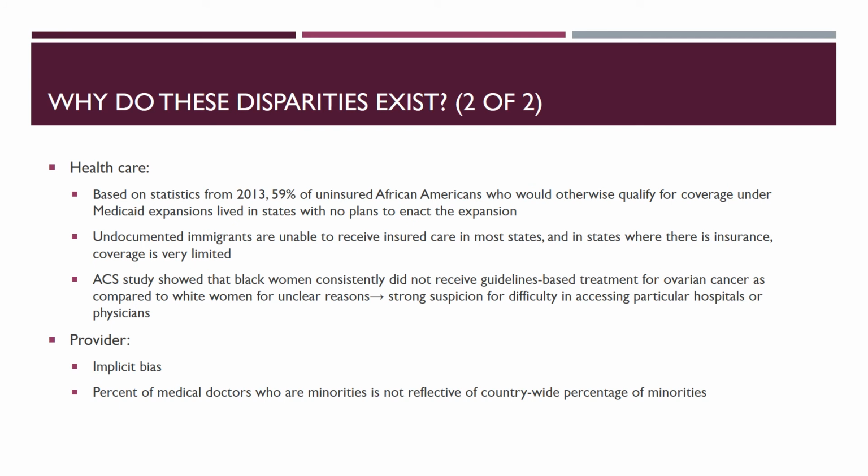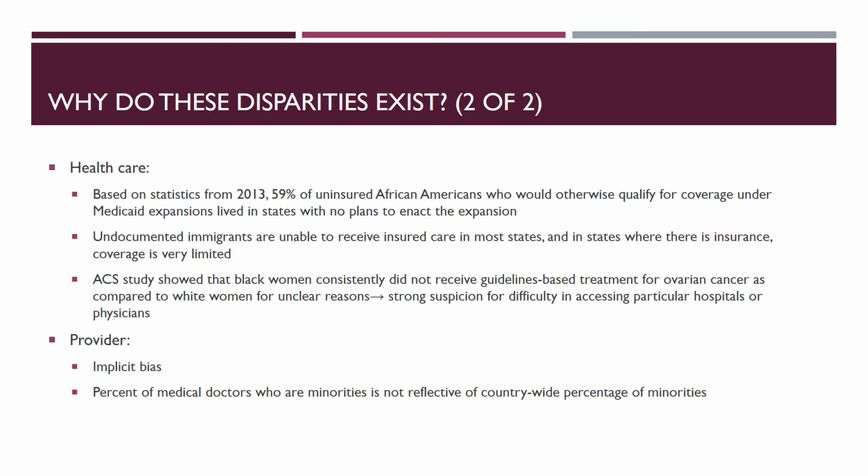Healthcare. Based on statistics from 2013, almost 60% of uninsured African Americans who would otherwise qualify for Medicaid expansion lived in states with no plan to enact the expansion, so that directly puts them at lower access to care and a huge disadvantage. We also have undocumented immigrants. They're unable to receive good insurance or any insurance in most states, and where they can get insurance is often very limited.